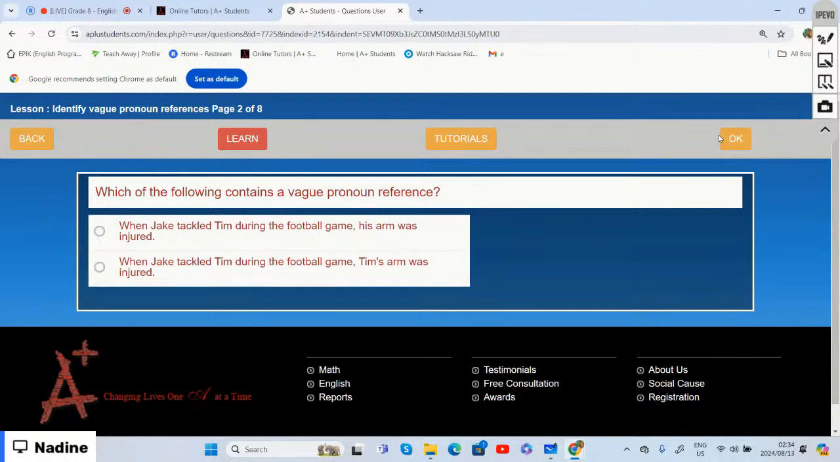And if we were to select or choose the vague pronoun reference, I think you're just going to have to go to the next one after the vague pronoun reference. So you just go down the line and you go to the next one after the vague pronoun reference, basically on the A plus students portal.